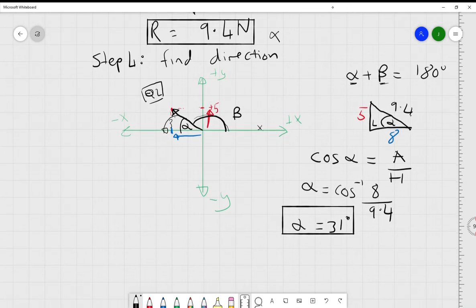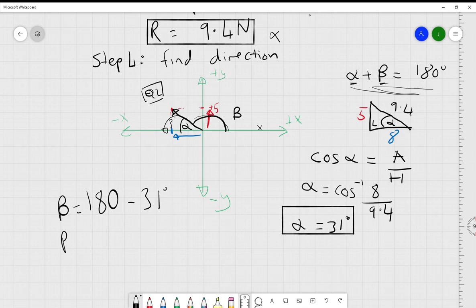We already know this because we created this triangle here: alpha plus beta equals 180 degrees. So beta equals 180 degrees minus this 31 degrees. So beta equals 149 degrees. Now here's the key. I really want you to do this in the exam.